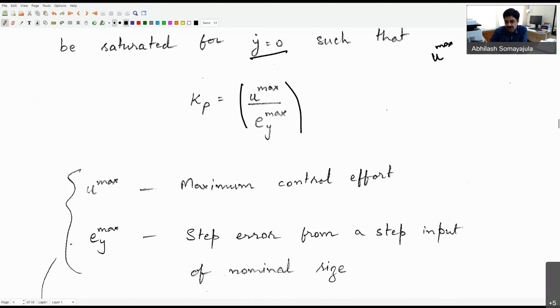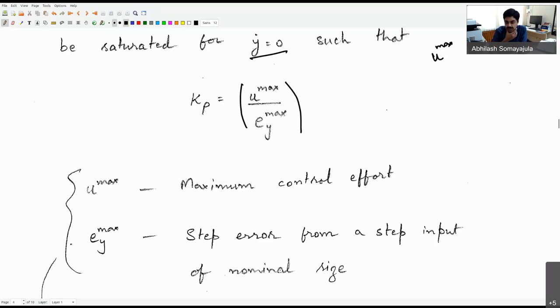Otherwise, I can just choose kp to be any value that I want, then I can be in dangerous waters, because in reality, I may not be able to get the actuation from the thrusters or from the rudder, depending on what I need. That may not be possible. So in order to avoid that, during our design phase, we try to identify this value of u max, and then use this parameter e max in order to tune our controller gain kp.